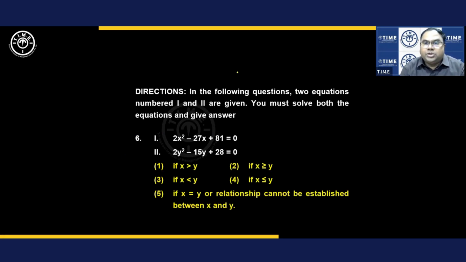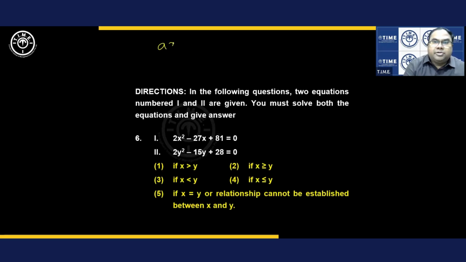Now next set of 5 questions are based on quadratic comparisons. In the following questions, 2 equations numbered 1 and 2 are given. You must solve both the equations and give answer. So we have given options here. First option we will mark if x greater than y. X greater than or equal to y, second option. X less than y, third option. X less than or equal to y, fourth option. If x and y are equal, a relationship cannot be established between x and y, I should mark fifth option.